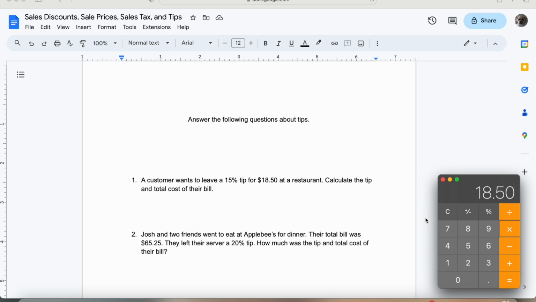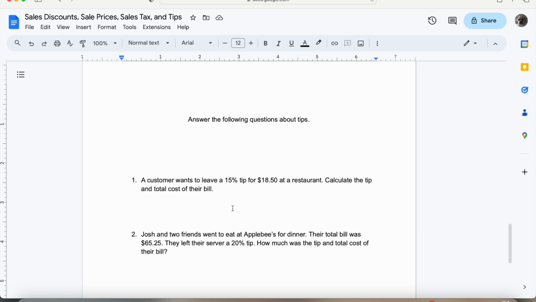$18.50 and we multiply it times 15%, that will give us $2.78 for the tip. Then from here, if we take $18.50 and we add $2.78, that will give us $21.28 for the total cost.